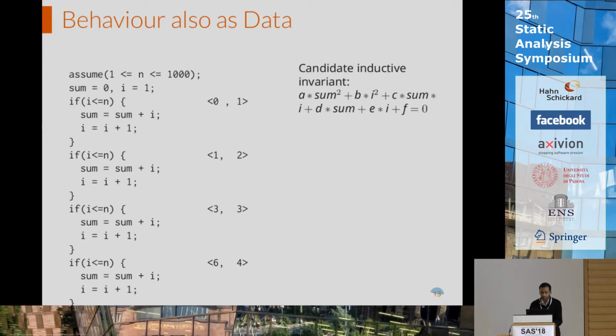Consider a set of reachable states of the loop. Let's say we have unwound the previous loop, and we have got the reachable states here. These states correspond to the valuation of sum and i only. Now these states can be used, and let's say our candidate inductive invariant is of this form, that is, over all monomials up to degree 2 for the program variables sum and i.